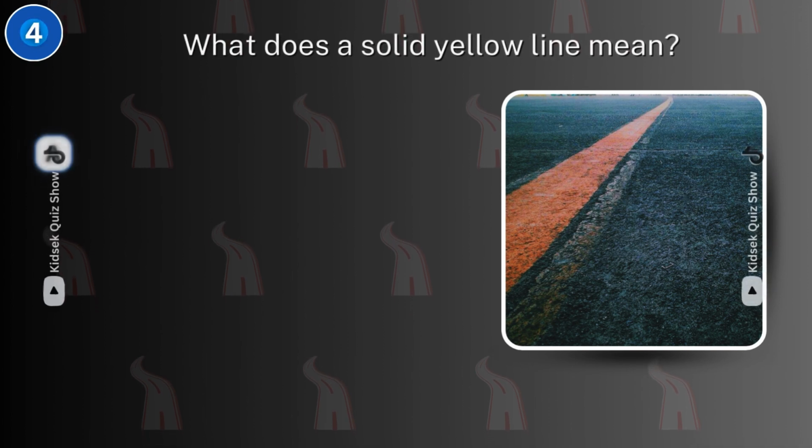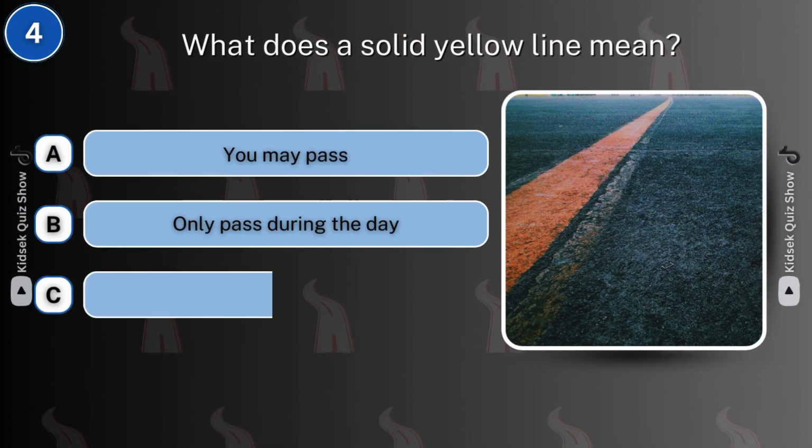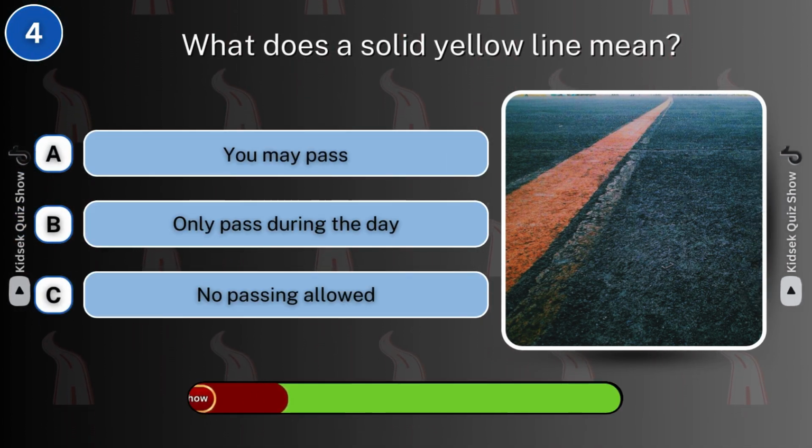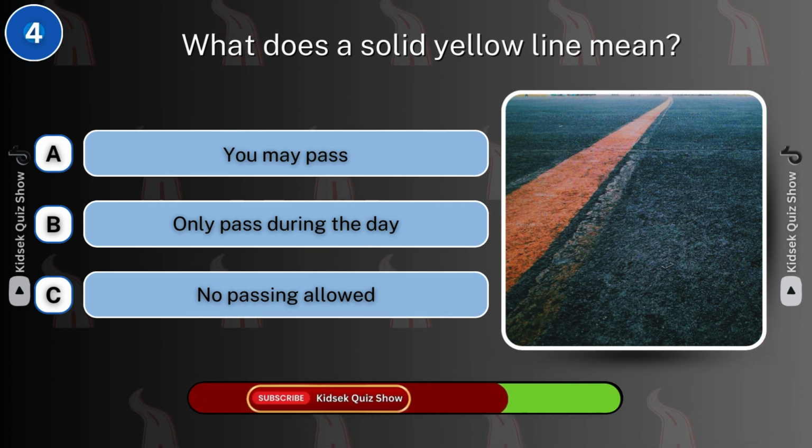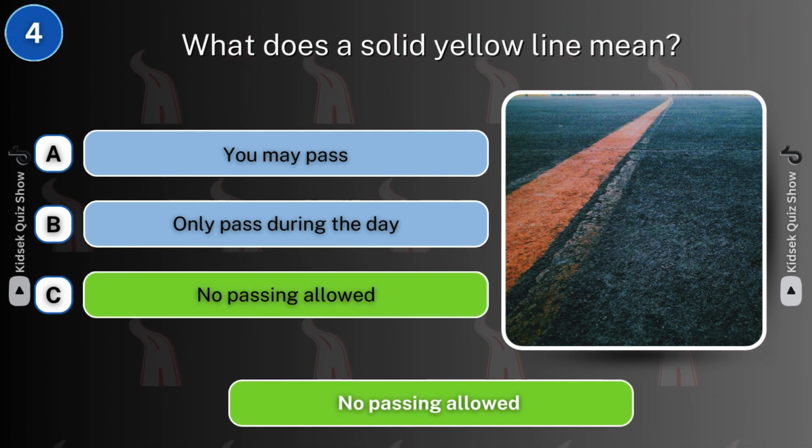What does a solid yellow line mean? You may pass, only pass during the day, or no passing allowed. Yellow lines mean no passing allowed.